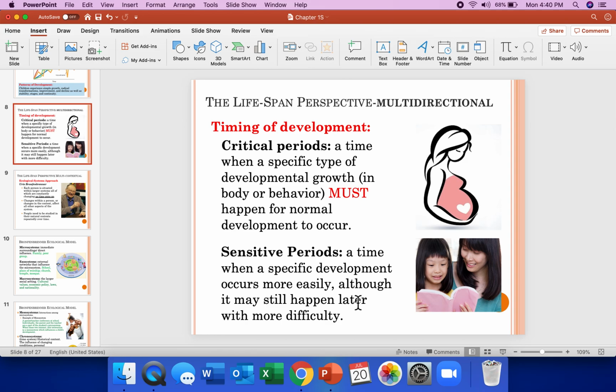An example of this would be language. Language usually has a sensitive period in the first 3 years. So if I want to really raise a bilingual or multilingual child, I want to expose them as much as possible to that language during the sensitive period of development, the first 3 years. Otherwise, it becomes harder and harder as they grow to gain fluency in that second language.